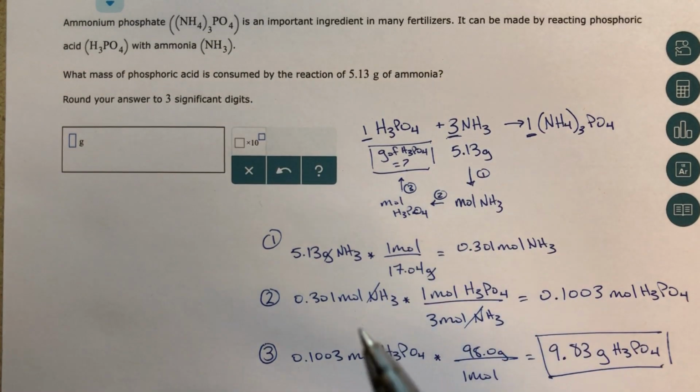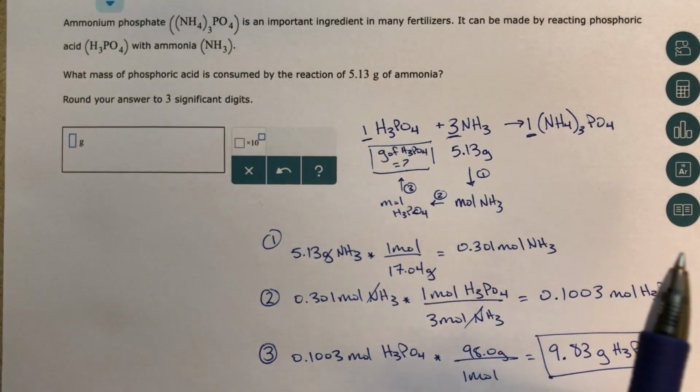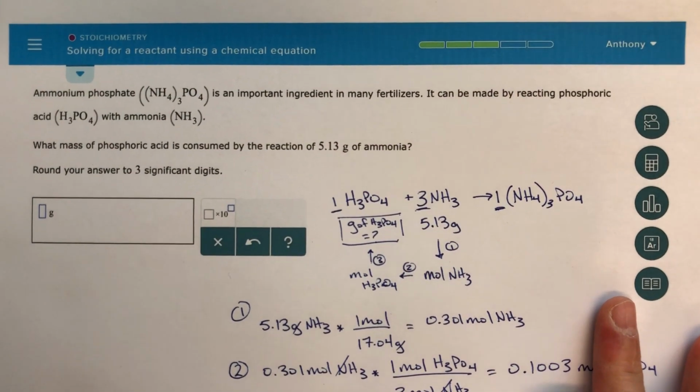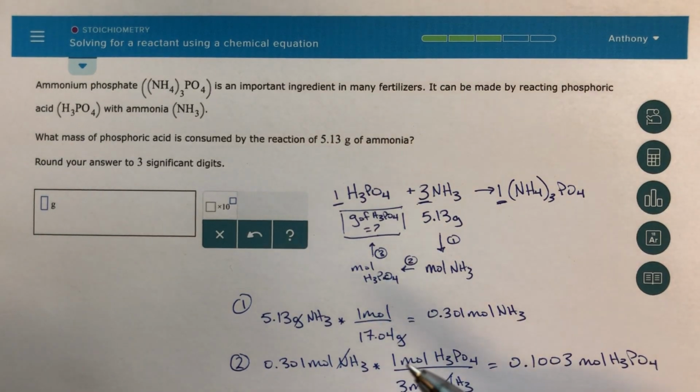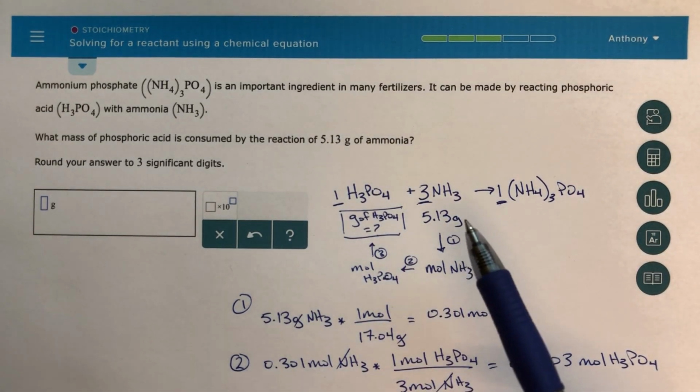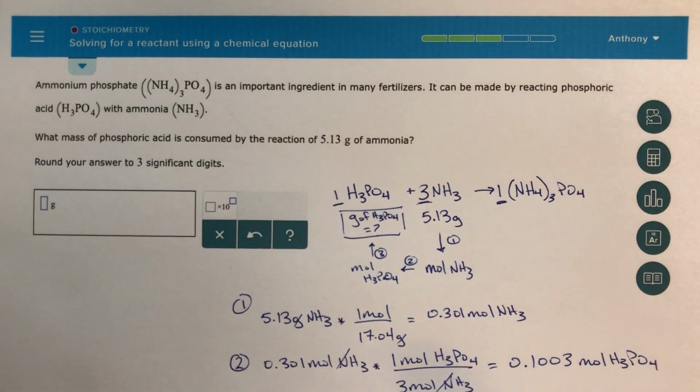So there's a lot going on in this problem. We've got to understand how to write out a chemical reaction. We've got to understand how to balance a chemical reaction. We've got to understand stoichiometry, mole to mole ratios. We've got to understand how to convert from grams into moles and moles back into grams. So, a lot going on. Definitely, if there are questions about any specific part, let me know, and I will try to clear that up for you. But this is a crucial topic for you to understand.